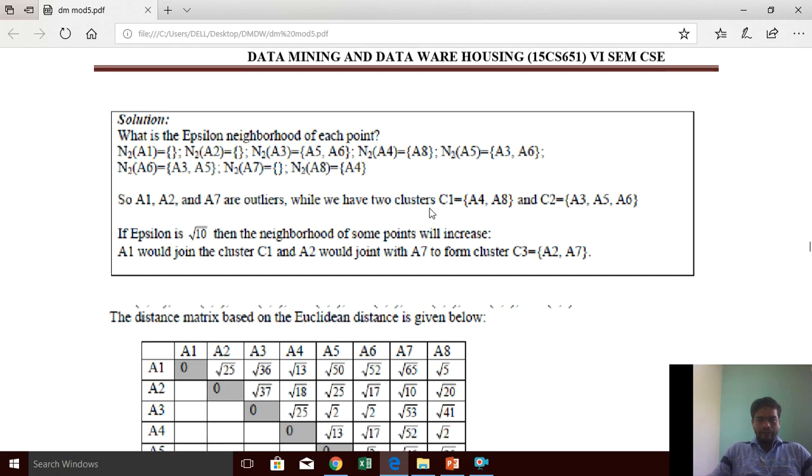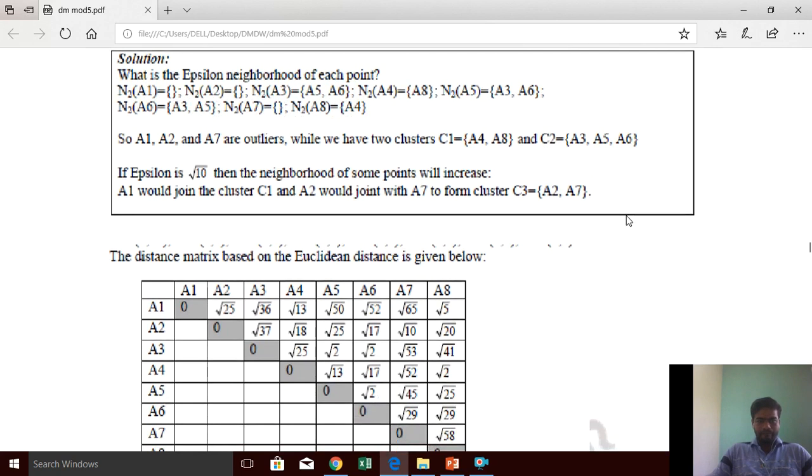Now what will we have? We will have two clusters. What is the first cluster? C1, which will include A4 and A8. So C1 is equal to A4 and A8. Both will have the same values. Then the second cluster will have A3, A5 and A6. If you merge all these, you will get the second cluster A3, A5 and A6.